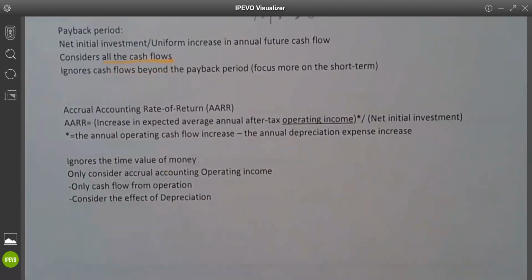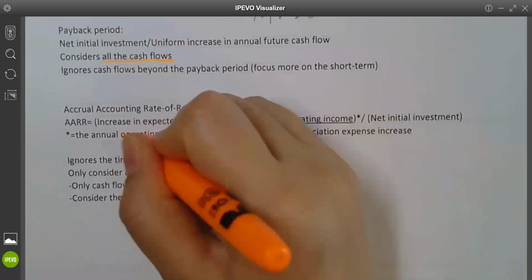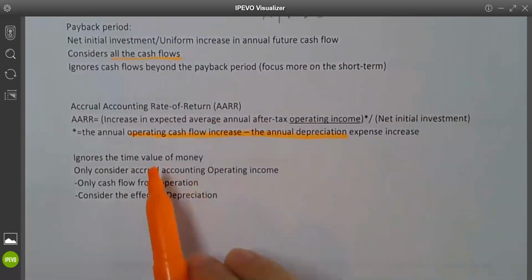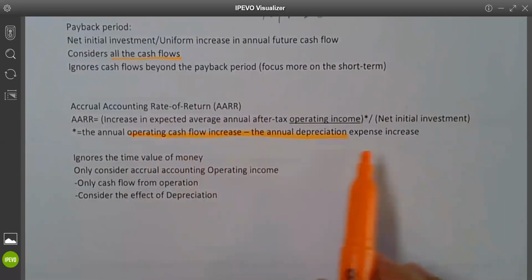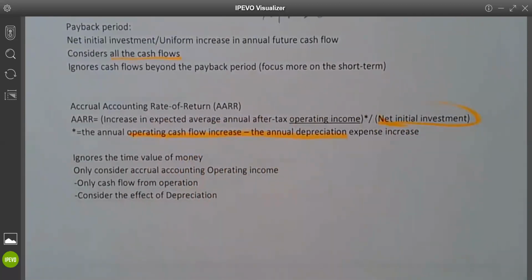The 4th one is the ARR, so it's your operating income from your operating cash flow. So it's your operating cash flow minus your depreciation expense. And then if there is a working capital, we put that in our denominator.